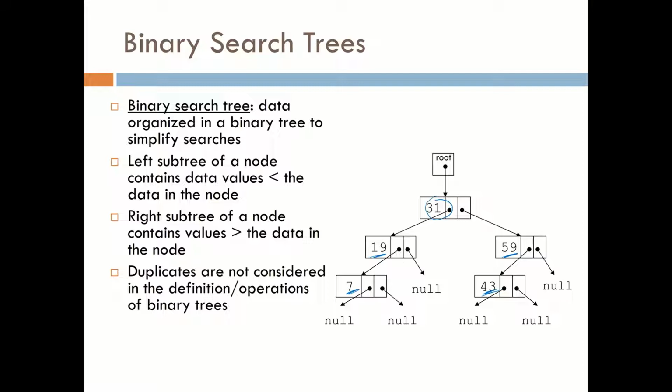So if we look at 19 as an example, 7 is less than 19 and it shows up to the left of 19, so it's in the left subtree. And you notice that we have no values off the right subtree. What would fit on the right subtree is a value like 25. Why? Because it is less than 31, but it is greater than 19, and therefore it would reside in the right subtree.